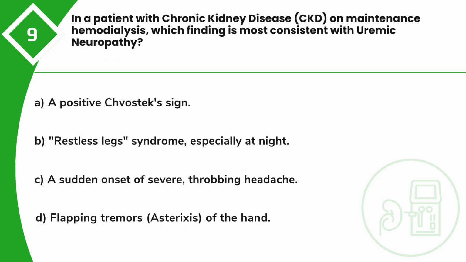Question 9. In a patient with chronic kidney disease on maintenance hemodialysis, which finding is most consistent with uremic neuropathy? A. A positive Chvostek sign. B. Restless legs syndrome, especially at night. C. A sudden onset of severe, throbbing headache. D. Flapping tremors, asterixis of the hand.